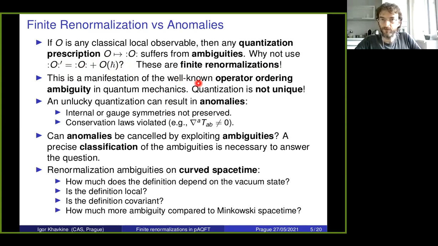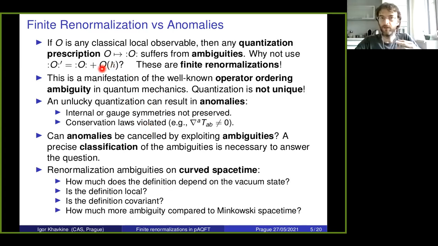Well, having them around can actually be useful because if you quantize a classical system that has symmetries, or maybe it has conservation laws or some other features that you want to be preserved at the quantum level, you might not be so lucky to be able to preserve them right away. So maybe some classical symmetry is not preserved at the quantum level. It's said in that case that the symmetry is anomalous, or you had some conservation law like energy conservation that is somehow violated after quantization. That's also called an anomaly.